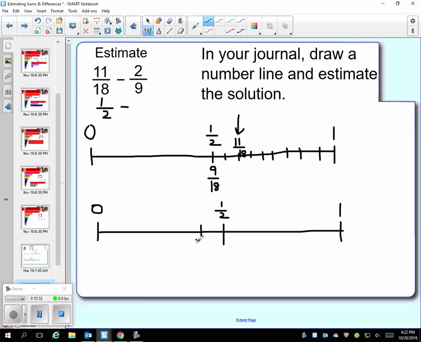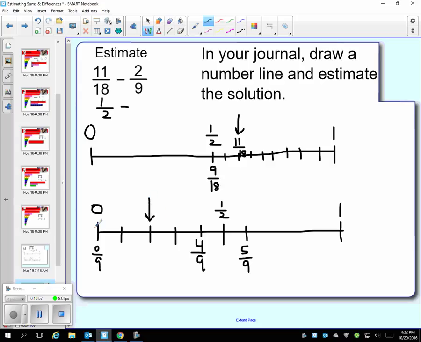So this would be like 4/9. This would be like 5/9. And that half is somewhere in between there. And we don't have to know exactly, but we know that here's 4/9, and if this is 0/9, this is 1, 2, and 3/9. And so here's my 2/9 right here.